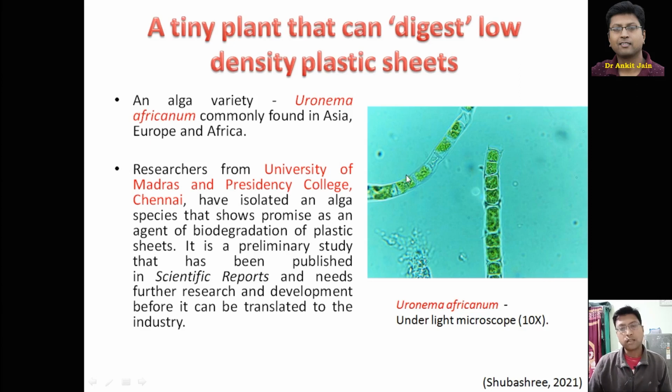Now comes to the next organism, that is algae. Recently it is discovered by University of Madras and Presidency College, Chennai. And the name of this algae is Uronema africanum, because it is found in the river in the Asia, Europe, and Africa. That is not river. That is actually it is called as ocean. That is common in Asia, Europe, and Africa. So it is called as Uronema africanum.